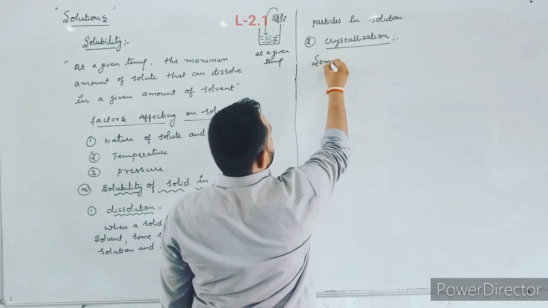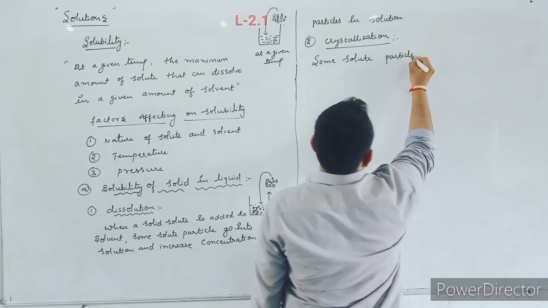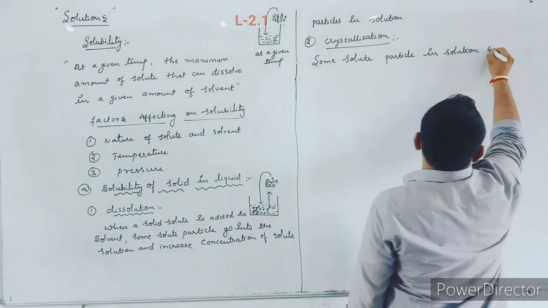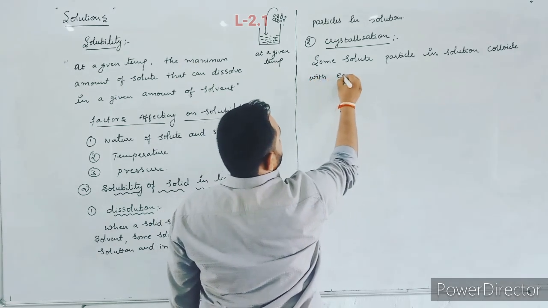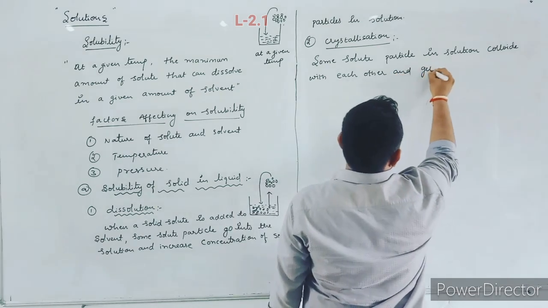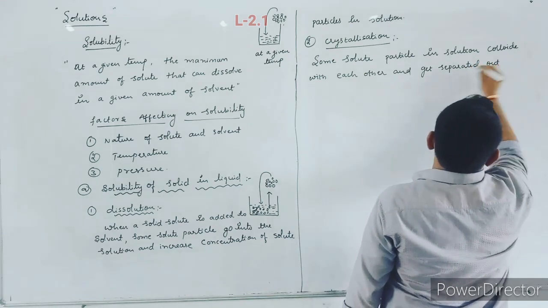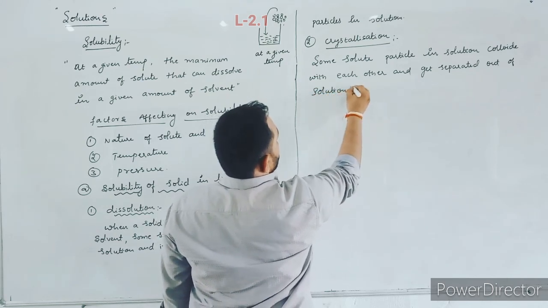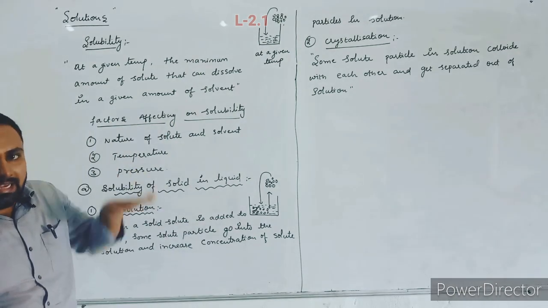Here first let us write the definition for crystallization. Crystallization means some solute particles in solution collide with each other and get separated out of solution. During crystallization, the number of solute particles in the solution decreases.